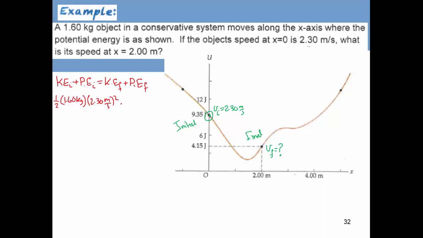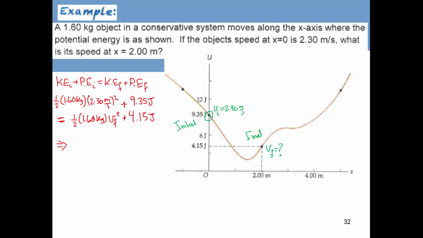So that's the initial kinetic energy plus the initial potential energy, which is 9.35 joules. This is the left hand side of the equation. This is equal to the right hand side. I'm going to write the right hand side on the next line. So this is equal to the final kinetic energy, which is 1/2 the mass times the final velocity square, which is our unknown, plus the final potential energy, which is 4.15 joules. And now we rearrange the equation to solve for the final velocity.